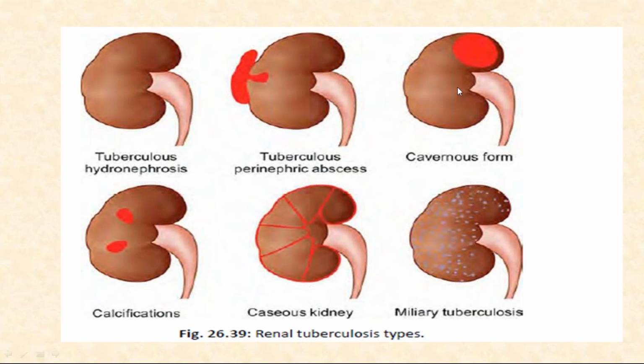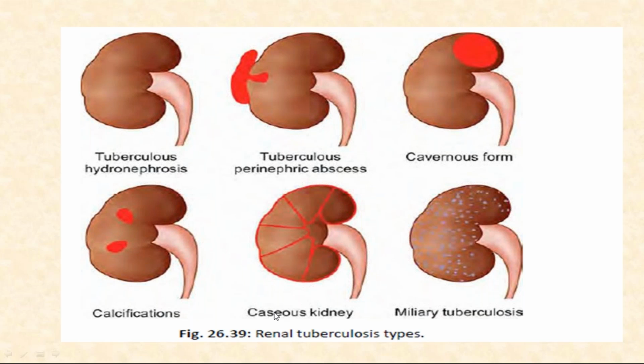Cavernous lesion. In the cavernous lesion, in one pole, the upper pole or lower pole, a cavity may develop within the kidney, cortex and medulla. That is tuberculous cavernous. Next, calcification. Sometimes in long-standing tuberculosis, kidney calcification can occur. You can take an X-ray. The calcifications can be identified in the plain X-ray of the abdomen, and can be seen in the cortex of the kidney.